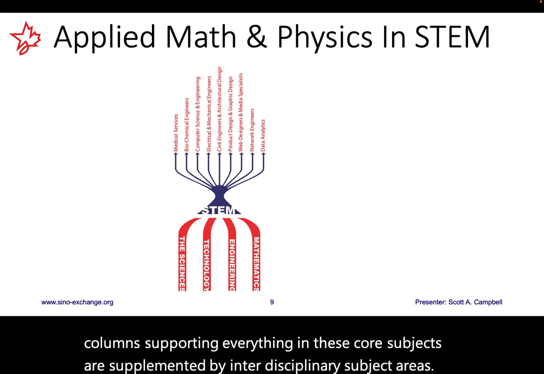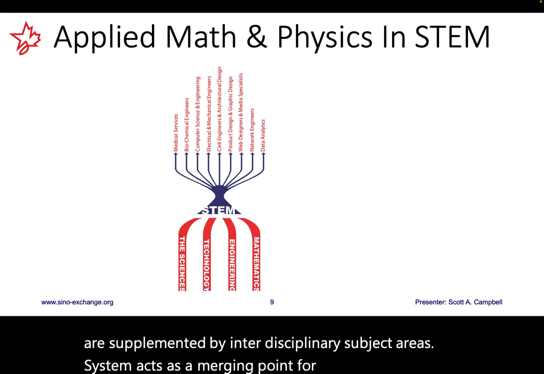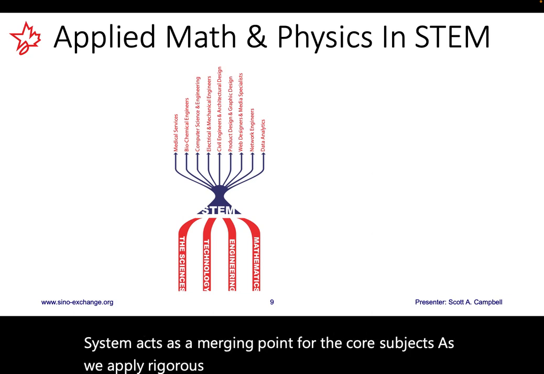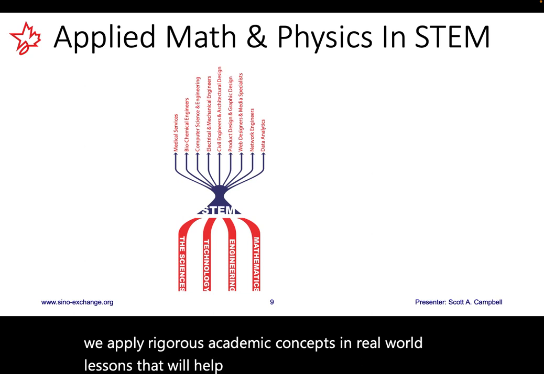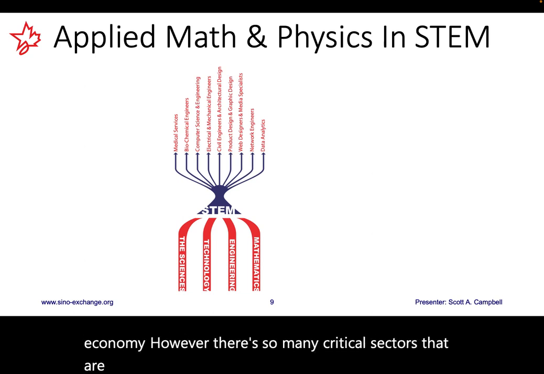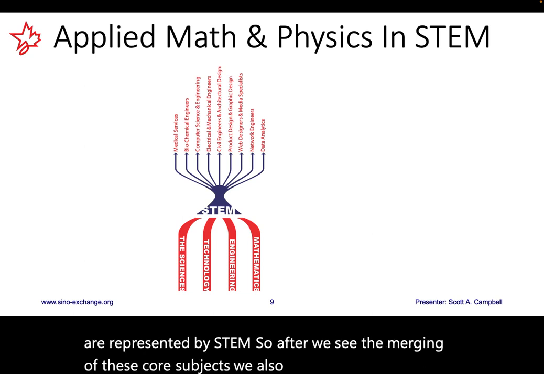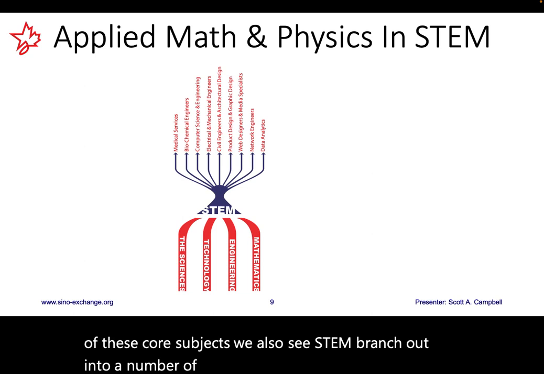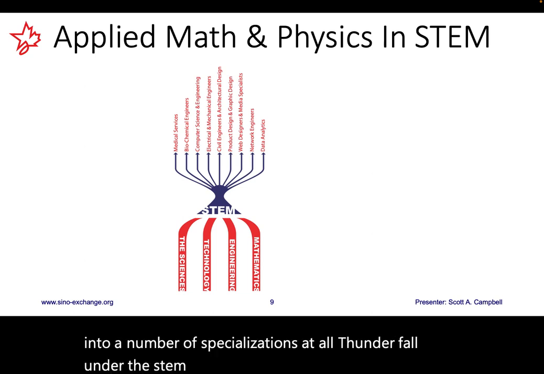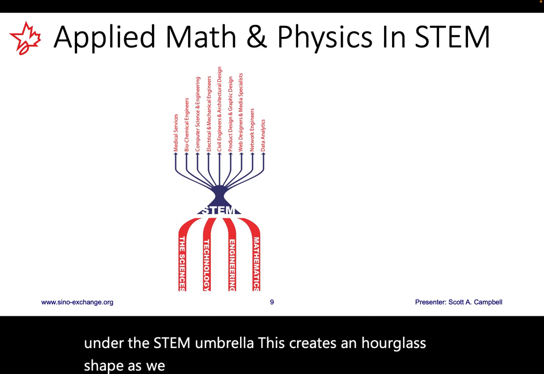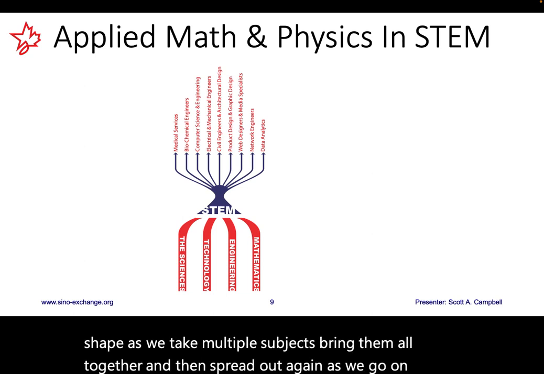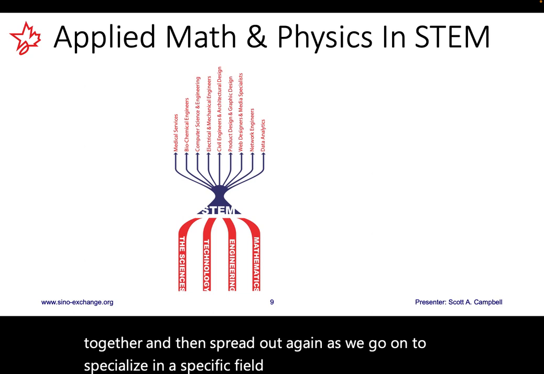So STEM acts as a merging point for the core subjects as we apply rigorous academic concepts and real-world lessons that will help students prepare for the new economy. However, there are so many critical sectors that are represented by STEM. So after we see the merging of these core subjects, we also see STEM branch out into a number of specializations that all fall under the STEM umbrella. This creates an hourglass shape as we take multiple subjects, bring them all together, and then spread out again as we go on to specialize in a specific field of study later on in life.